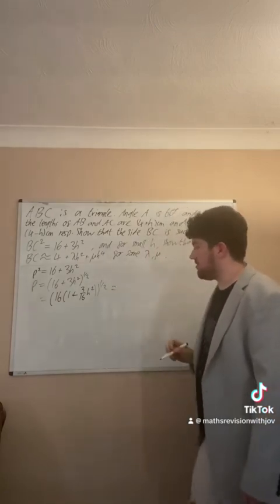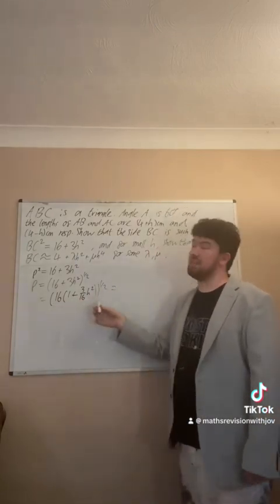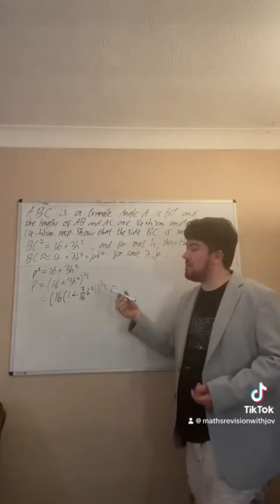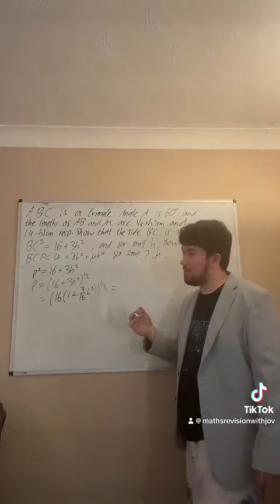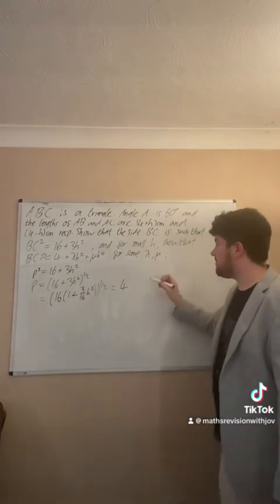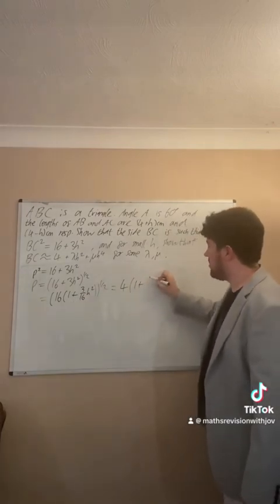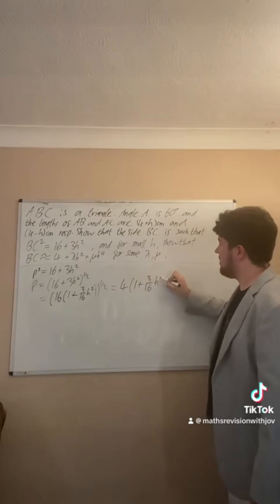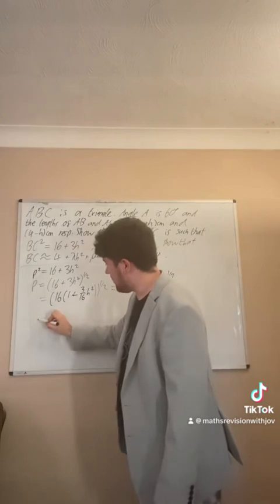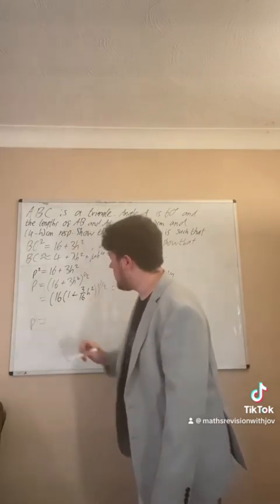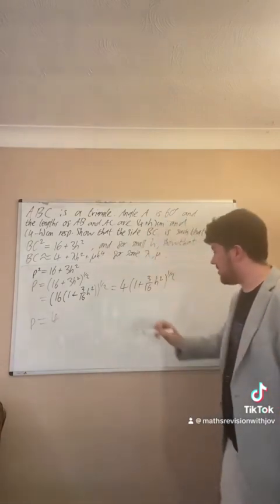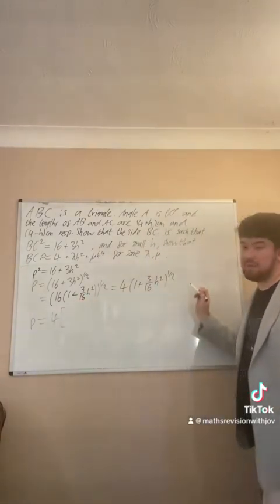We can actually go and take square roots of both individually, because when you raise everything to a power, you can just raise the individual things to the same power. So we get 4, because square root of 16 is 4, times 1 plus 3 over 16 h squared to the power of a half. Now is the fun bit. So p is going to be equal to 4 lots of this thing expanded like I showed you before.